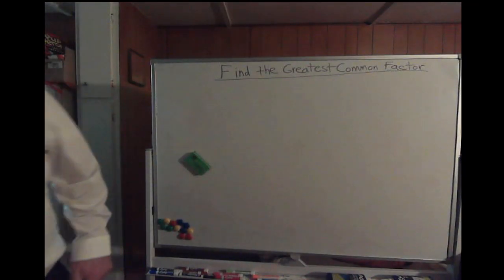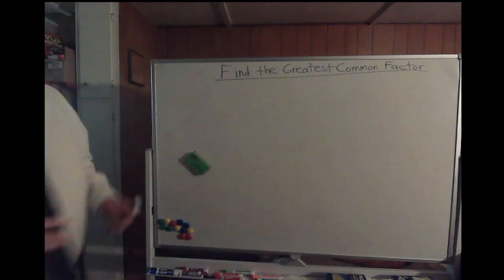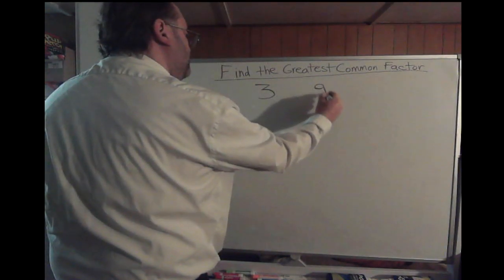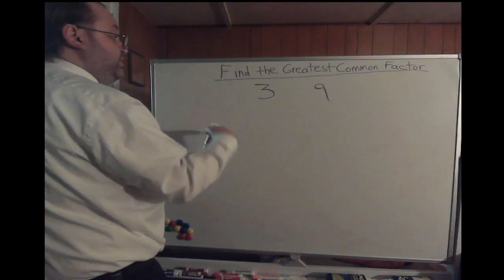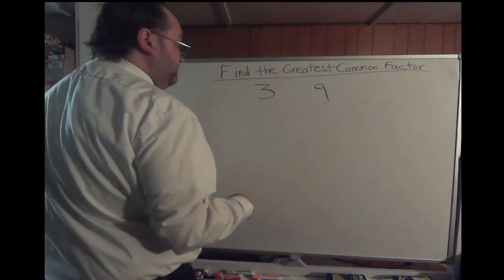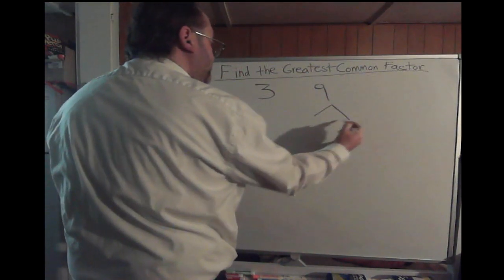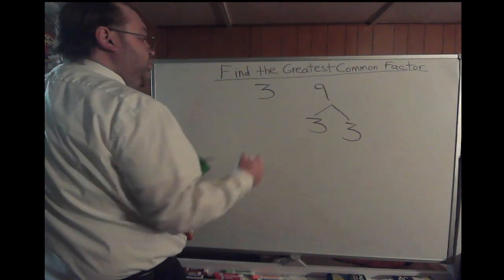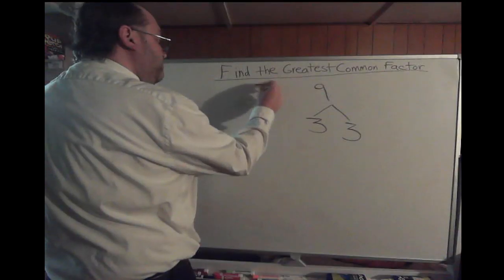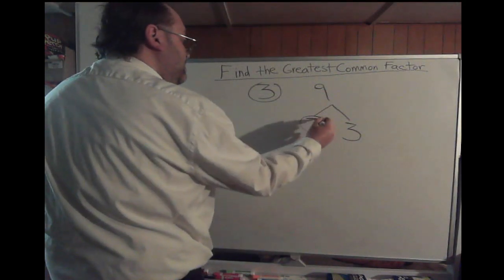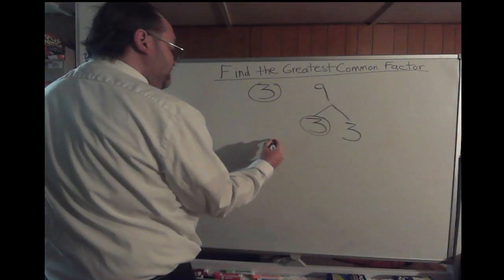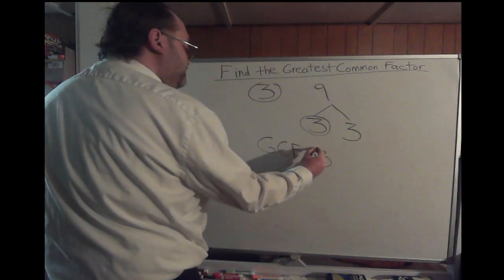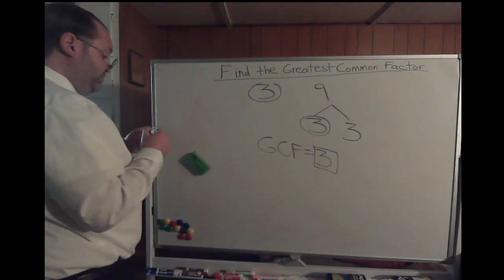Alright, what's the next one here? This one should be easy. We'll have 3 and 9. Well, 3 doesn't factor any further. That's done. We can't factor 3 any further. But we can factor 9 further. You'll have 3 and 3 as factors of 9. What do they both have in common? They both have 1 3 in common. And that's it. They both have a 3 in common. So your greatest common factor of 3 and 9 is just simply 3.